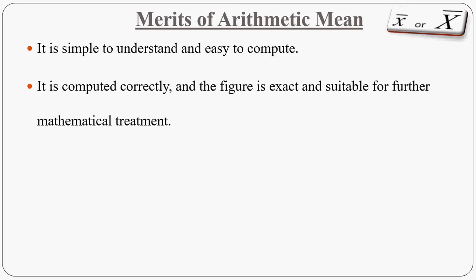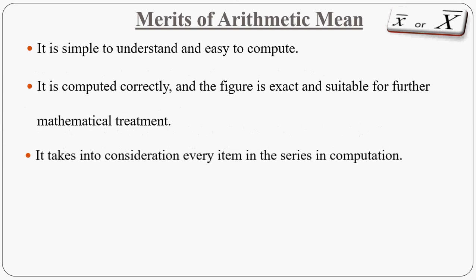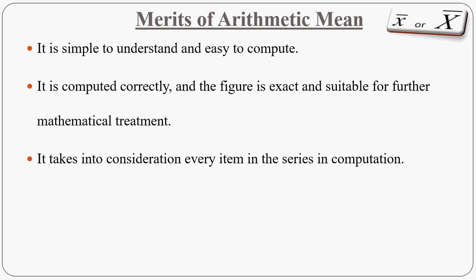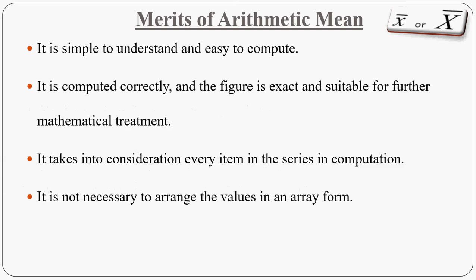So whatever series of data, you calculate them correctly, and when you determine the average, it is useful for further mathematical treatment or calculations. The third advantage, it takes into consideration every item in the series in computation. Whatever the number series it is given, it takes all the total and divides by number of items. So it is not necessary to arrange the values in an array form. This is the most important part. While calculating arithmetic mean, no need to arrange from highest to smallest or smallest to highest, just make the total divide by number of items.